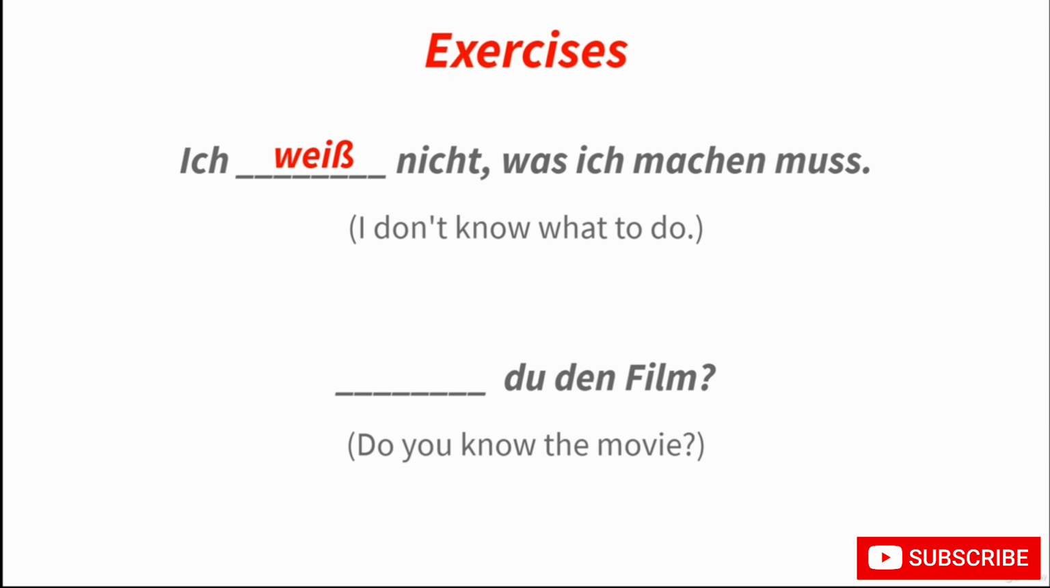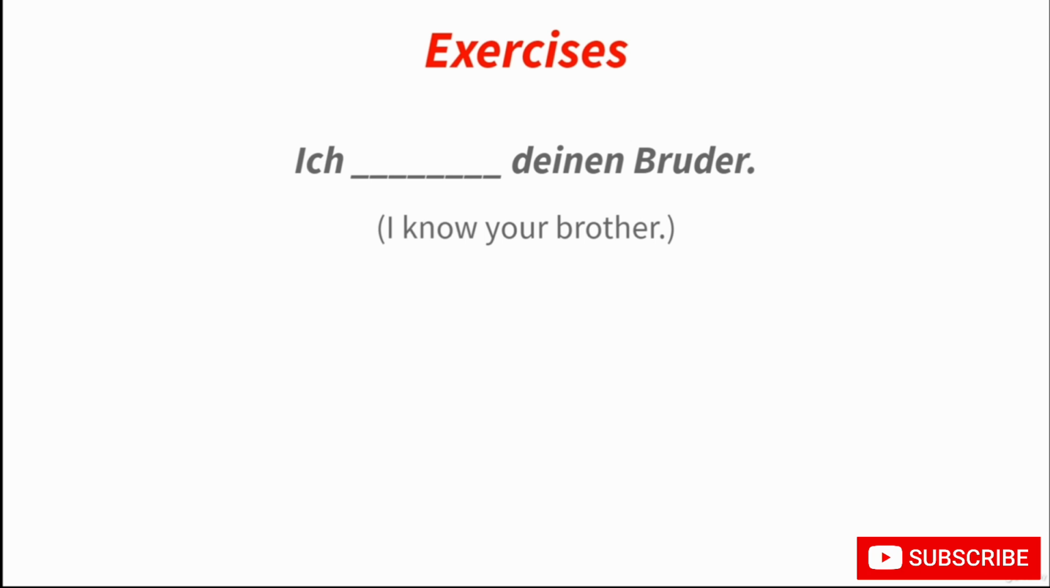Another one, do you know the movie? What do you think is the answer? Kennen. Why? Because it's about knowing a movie. I know your brother. What do you think is the answer? Let's check it out. Kenne. Why? Because it's about knowing someone. When we are knowing someone, kennen must be used.